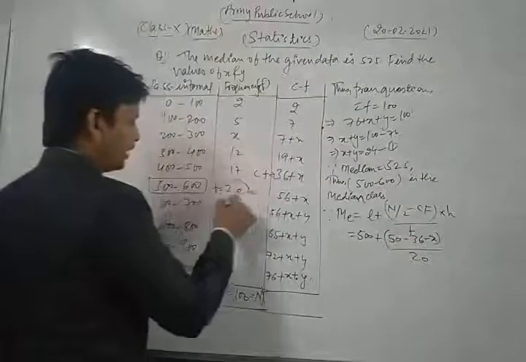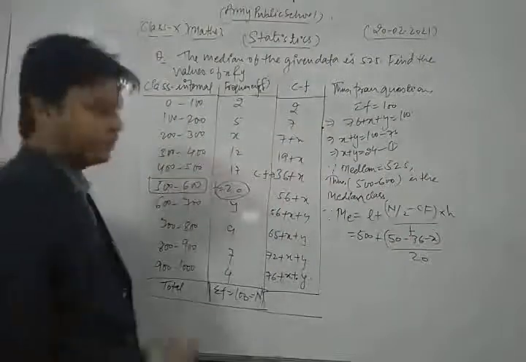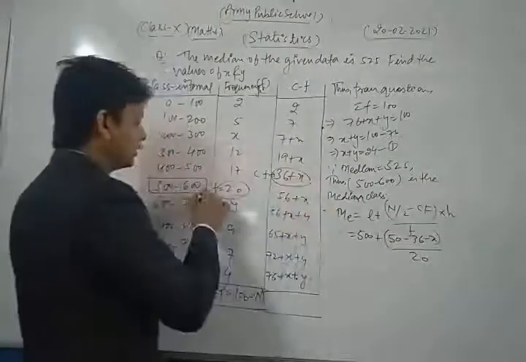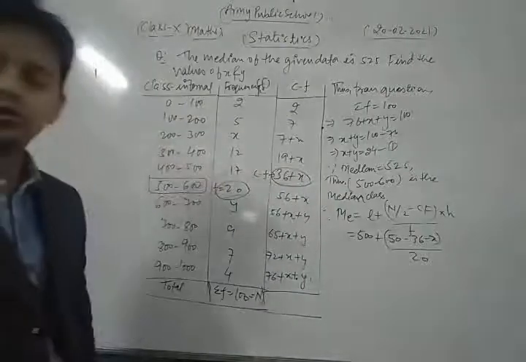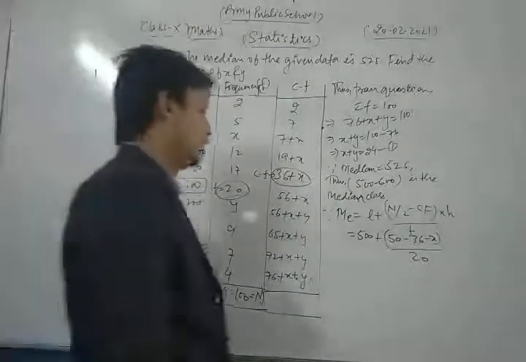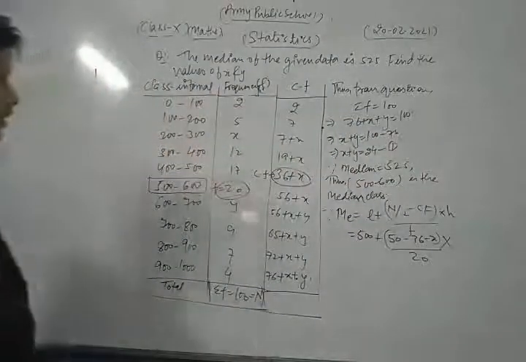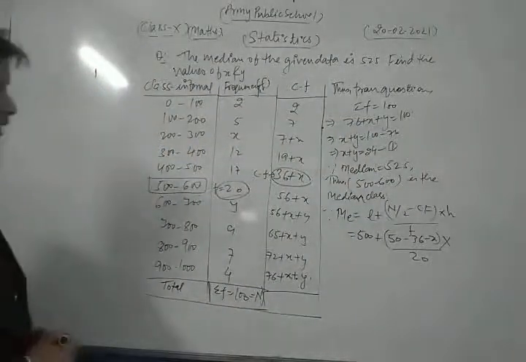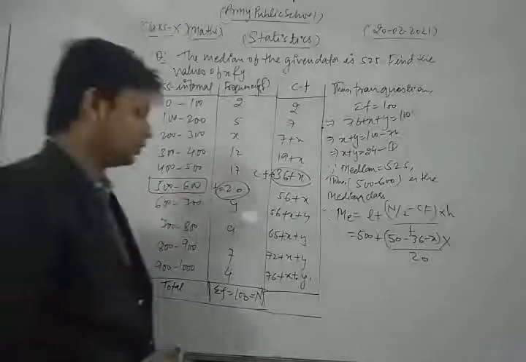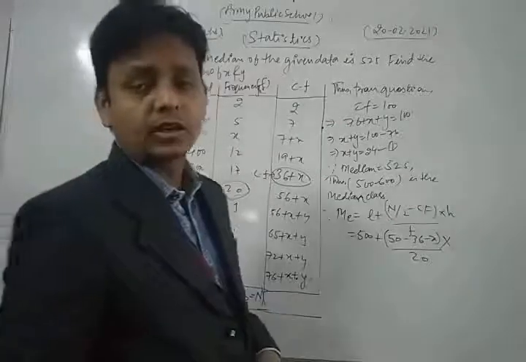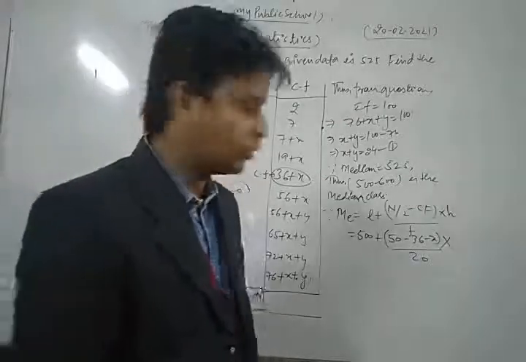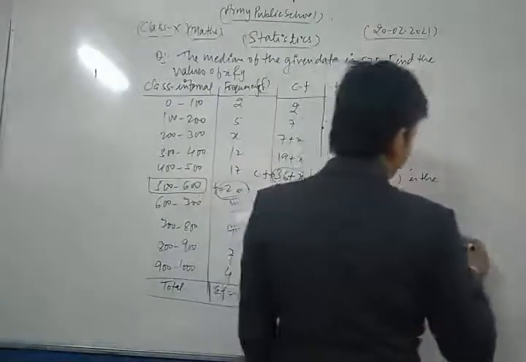This is the value of f, dear students, and this value is the cumulative frequency just preceding the median class, which is used in our formula. Now here, h is the class size of the median class. The class size of the median class is 100. 500 to 600 means class size is 100. So here, dear students, we put 100.